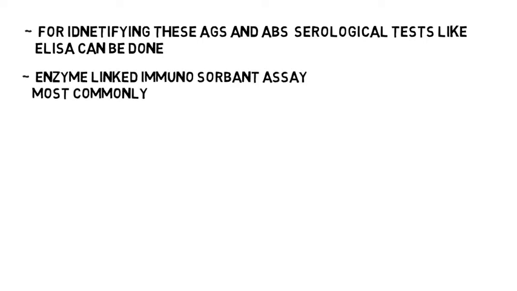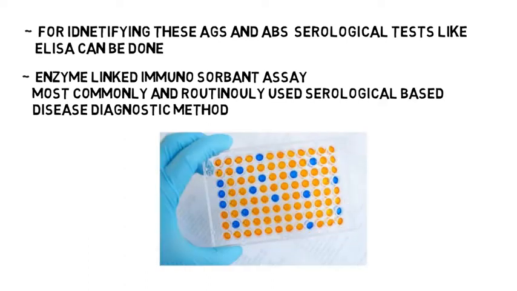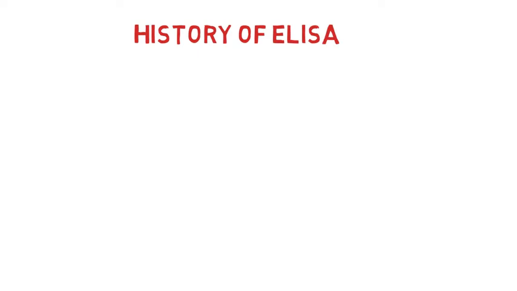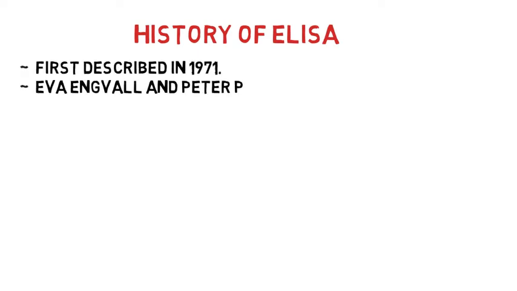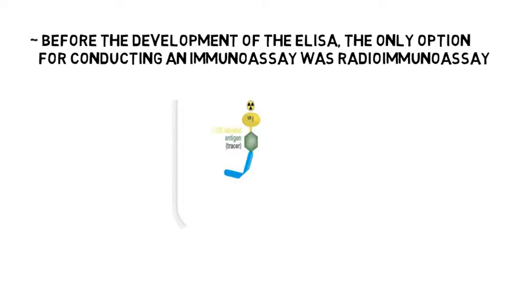For identifying these antigens or antibodies, ELISA can be done, abbreviation for enzyme-linked immunosorbent assay. ELISA is the most commonly and routinely used serological-based disease diagnostic method. It was first described in 1971 by Eva Engvall and Peter Perlmann. Before the development of ELISA, the only option for conducting an immunoassay was radioimmunoassay, a technique using radioactively labeled antigens and antibodies, and an analyte concentration was detected by measuring radioactivity.